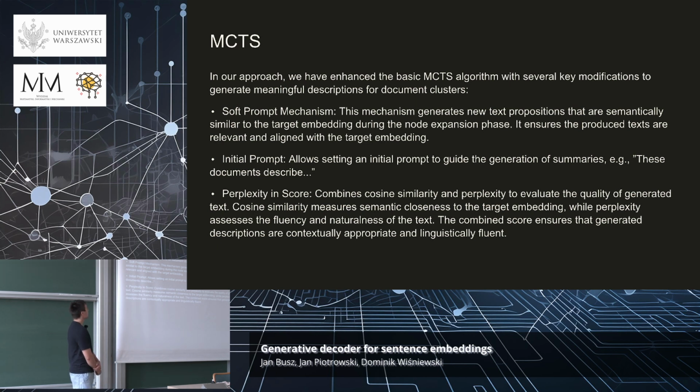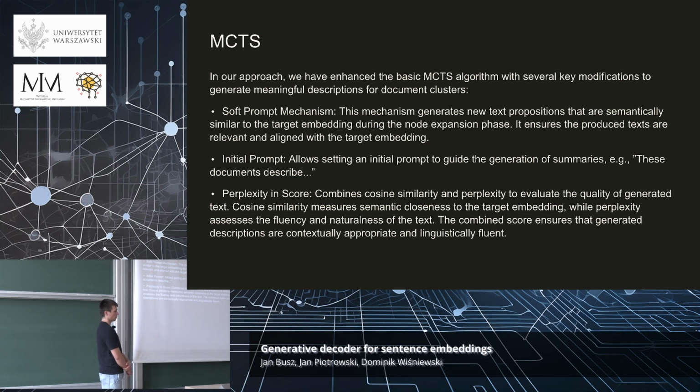What we also found out is that sometimes MCTS preferred meaningless texts over meaningful ones because we were not using perplexity in the score while running the backpropagation algorithm. So we included that, and we also used Optuna to find the best hyperparameters for the weighted average of perplexity and cosine similarity.